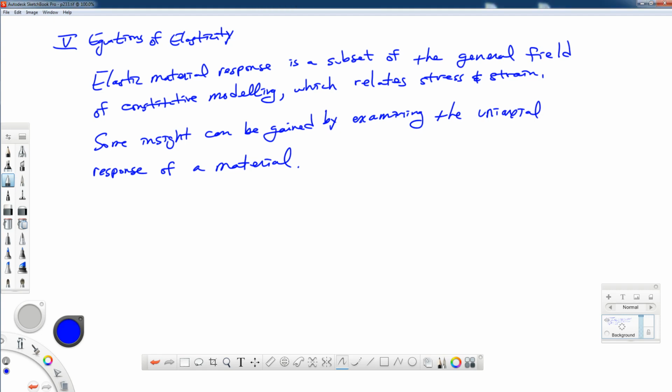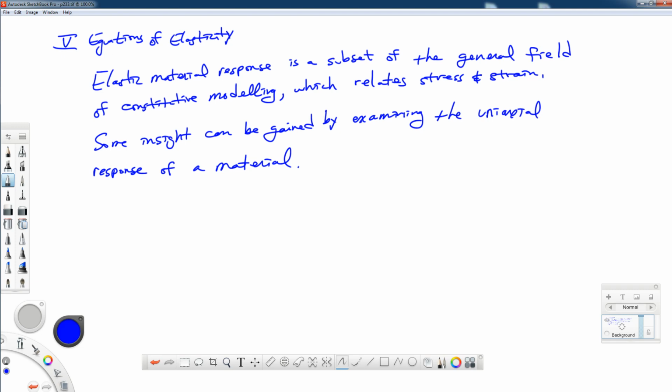So we've talked at some length about strain, and then we've talked about stress. Now it's time to put these two ideas together in the form of a constitutive equation that relates stress and strain. So we're going to start talking about what are called the equations of elasticity. We're talking about elastic material response, and basically that's a subset of a general field of constitutive modeling, and constitutive modeling relates stresses and strains to each other.